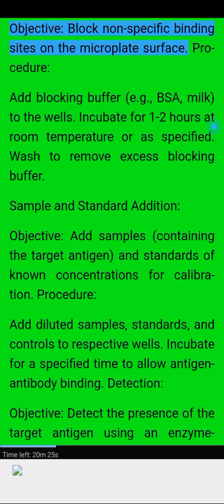Blocking. Objective. Block non-specific binding sites on the microplate surface. Procedure. Add blocking buffer, e.g., BSA, milk, to the wells. Incubate for 1 to 2 hours at room temperature or as specified. Wash to remove excess blocking buffer.